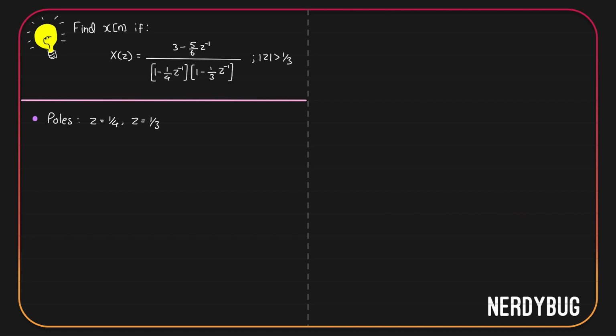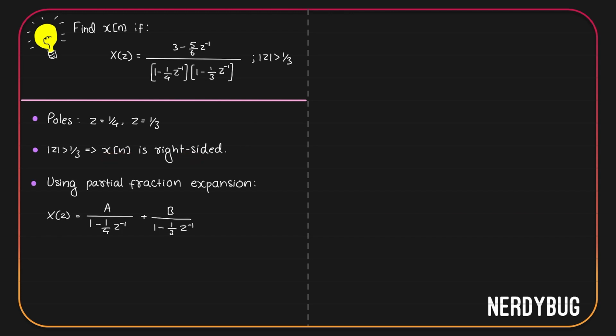In the question, it is given magnitude of z should be greater than 1 by 3. Out of 1 by 4 and 1 by 3, 1 by 3 is the outermost pole. So here ROC is outside the outermost pole. So we can say x of n is right-sided. Now let us use partial fraction expansion to write x of z in this form: A by 1 minus 1 by 4 z inverse plus b by 1 minus 1 by 3 z inverse.